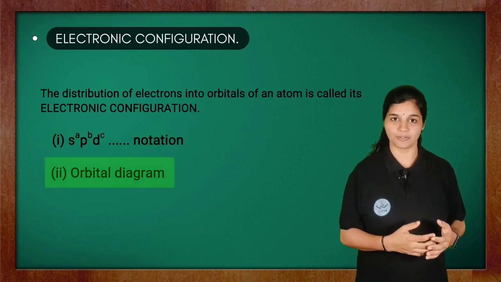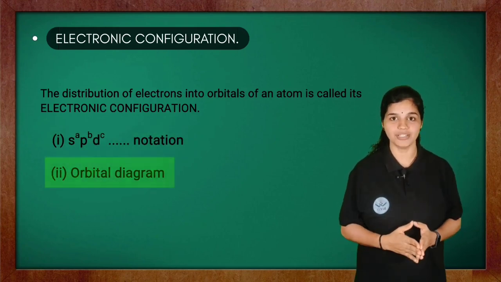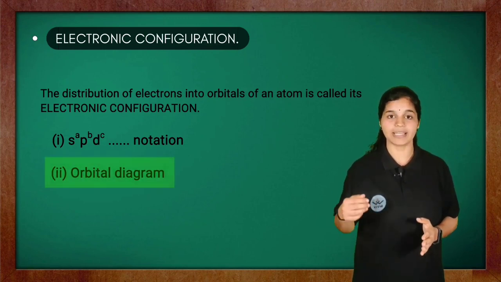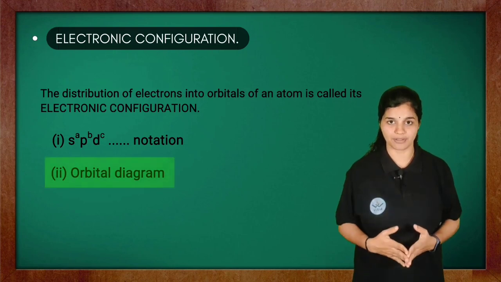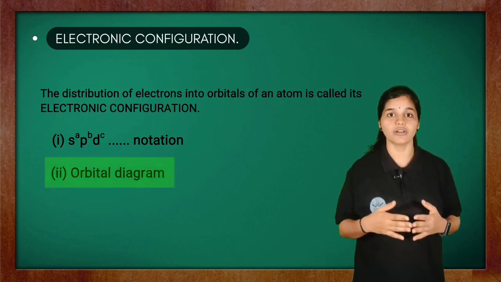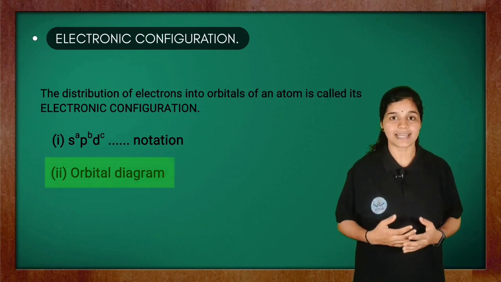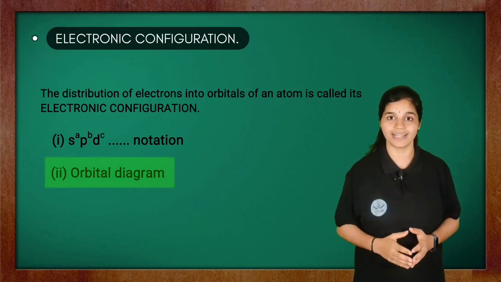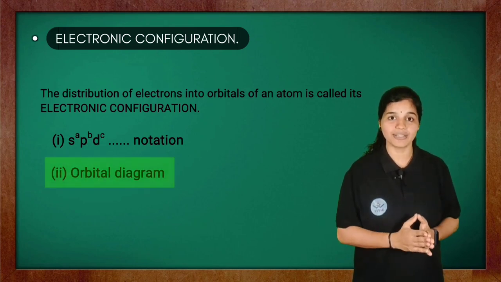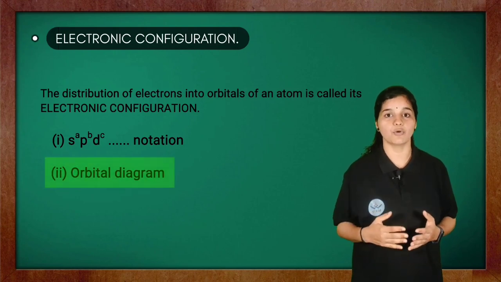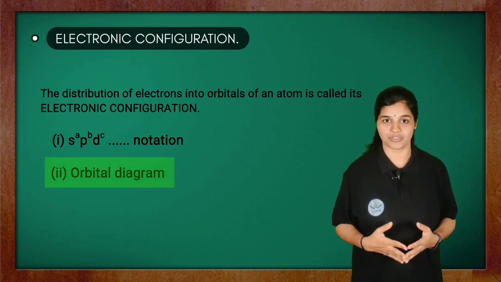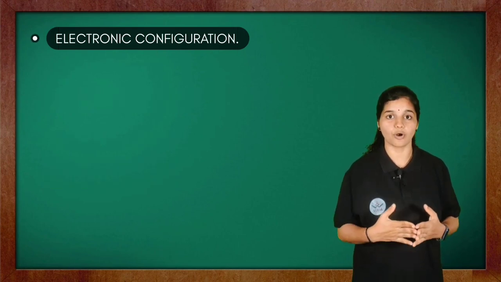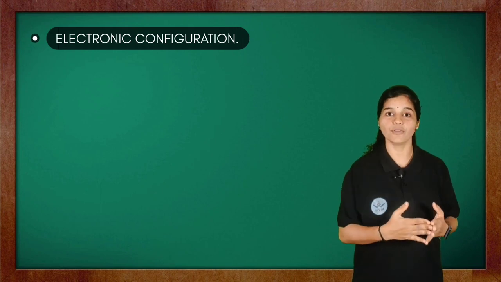In the orbital diagram notation, each orbital of the subshell is represented by a box and electron is represented by an upward arrow for a positive spin or downward arrow for a negative spin. The orbital diagram notation represents all the four different quantum numbers for a particular electron. This is the advantage of orbital diagram notation over the s^a p^b d^c notation. Now, we shall write the electronic configurations of a few atoms using both the notations.